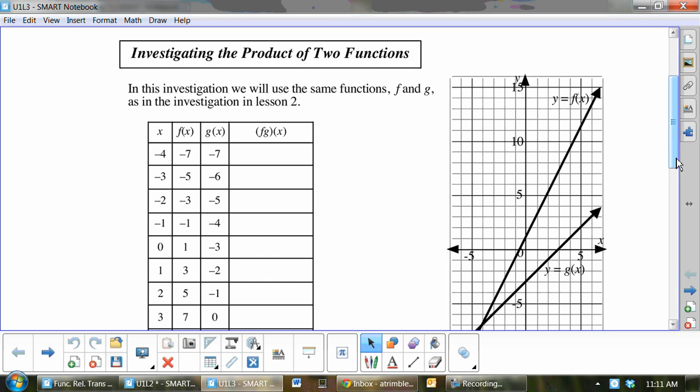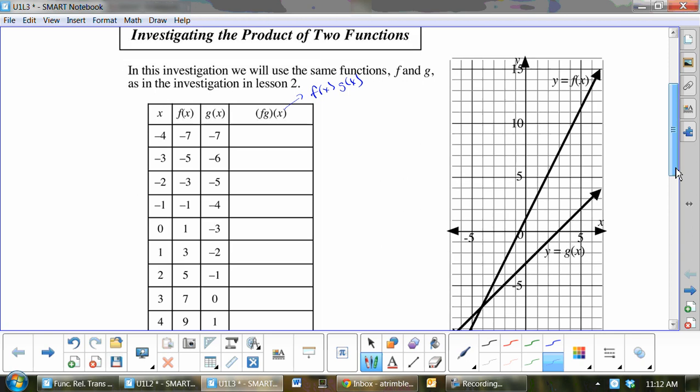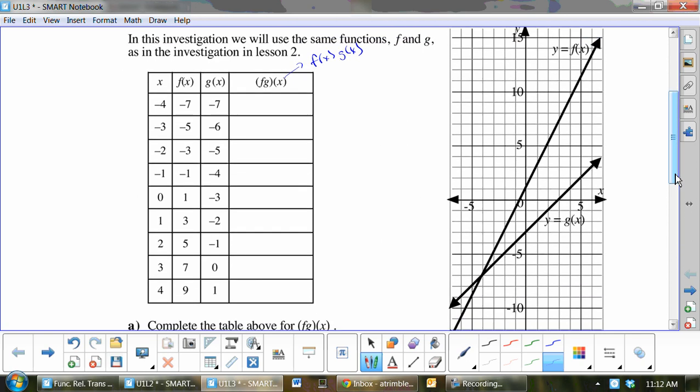we're going to be looking at multiplication. F G of X, which, remember, if you look back, is the same thing as F of X times G of X. Okay, that means the same thing. Now, usually you don't have this nice little chart set up for you. You have to make your own chart and actually find your own points. But you see at -4 right here, F of X is -7 and G of X is -7. So what is F of G of X?